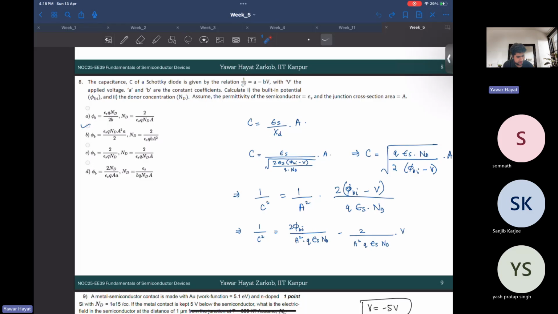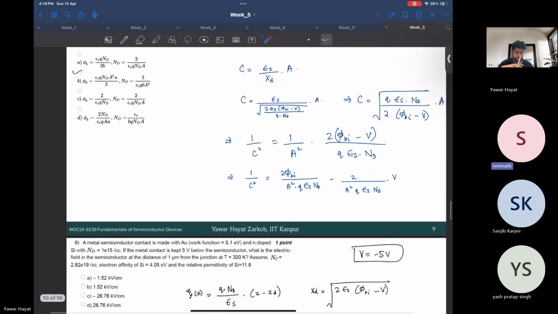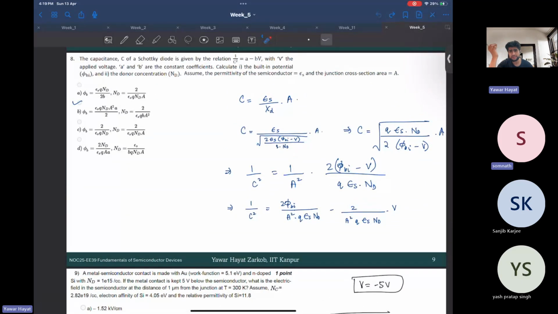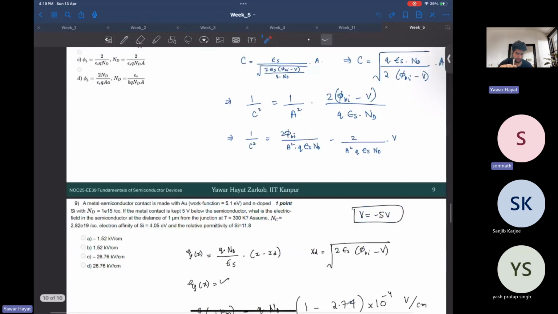Are we missing anything? Correct. You can obtain phi BI in terms of A, and likewise, you can obtain ND in terms of what? B. Are you able to follow what I'm saying? Yes, sir. Okay. You just put it there, there is multiplication. Phi BI is just A square. Yeah, correct. Just put the value.